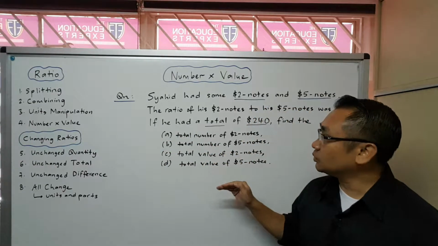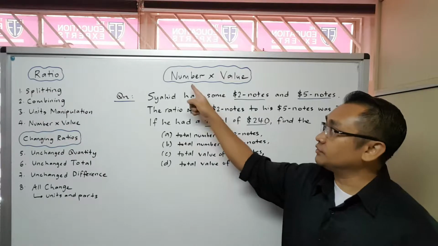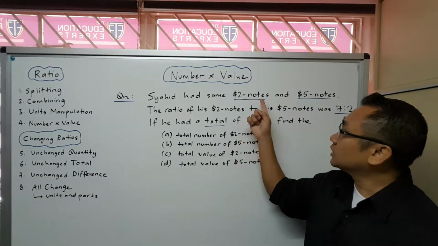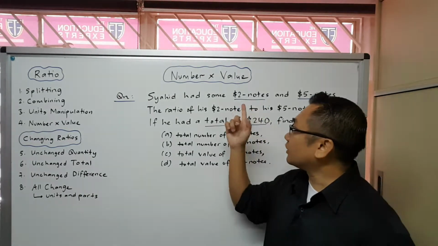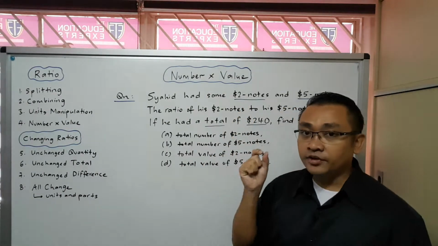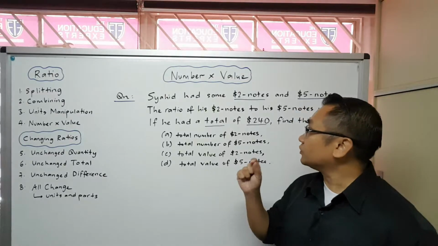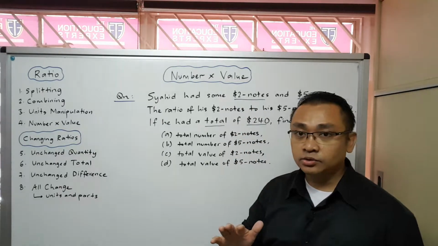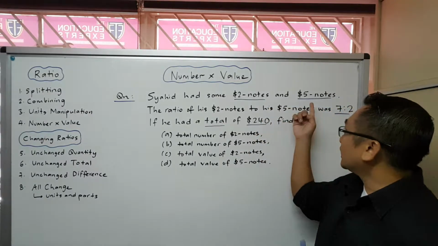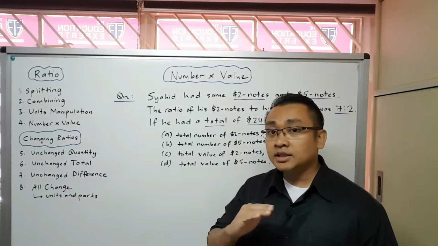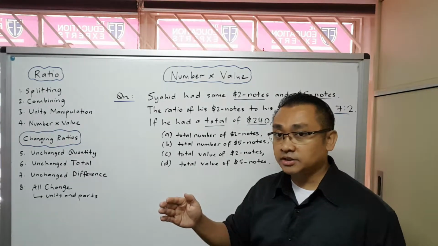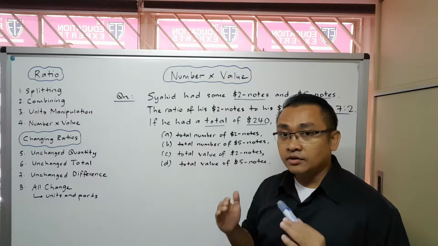So in this strategy, what we need to understand is that there's a difference between the number and the value. Number refers to the quantity. For example, if I say there are 5 $2 notes, 5 is the number, and $2 is the value, or the amount or the price of each note. So there are 5 $2 notes. What is the total value? 5 times $2 is $10. If there are 10 $5 notes, 10 is the number, $5 is the value. So number times value, 10 times $5, will give you the total value, which is $50.